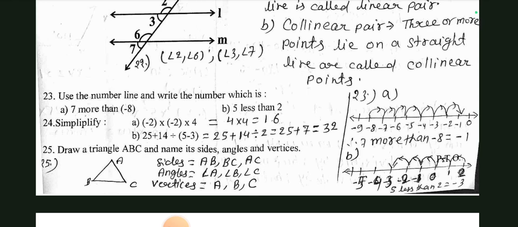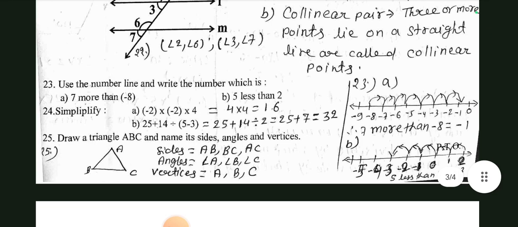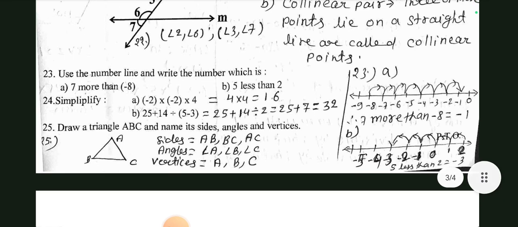So 5 less than 2 is minus 3. Question number 24, minus 2 into minus 2 plus 4 into 4 is 16. Question B, 25 plus 14 divided by the bracket 5 minus 3. First we should calculate the bracket. 5 minus 3 is 2, and 14 divided by 2 gives 7, and at last we add 25 plus 7, that is 32.